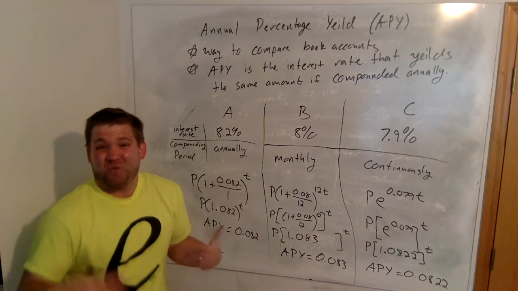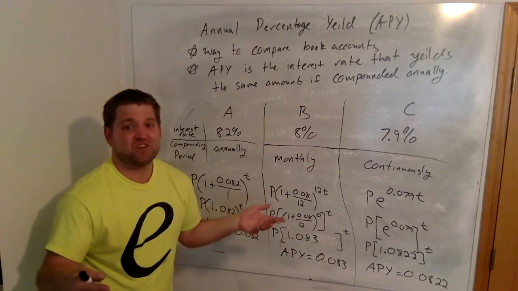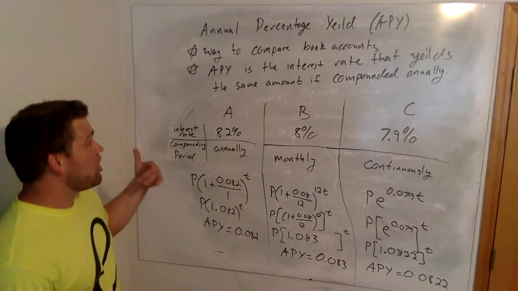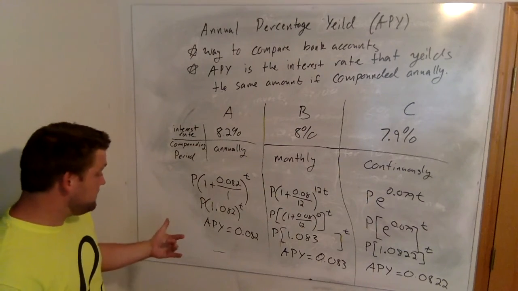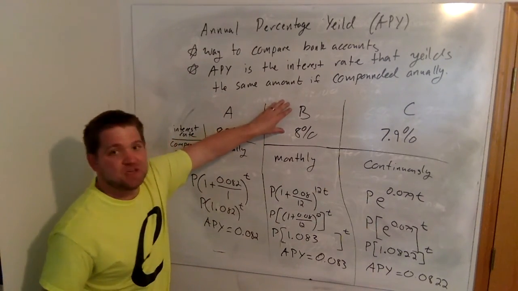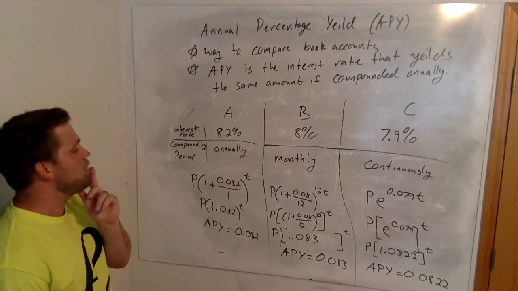"Can you tell me some sort of equivalent interest rate? Let's just pretend we were compounding once per year. What would be the equivalent interest rate?" That's the APY. The equivalent interest rate, if we're compounding once per year, is the APY. Looking at all these, you'd want to pick Bank B. So that is the APY.